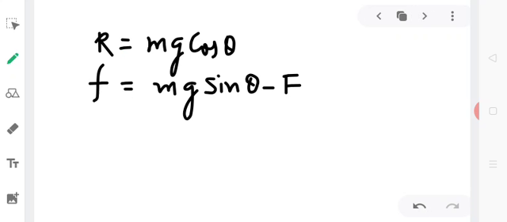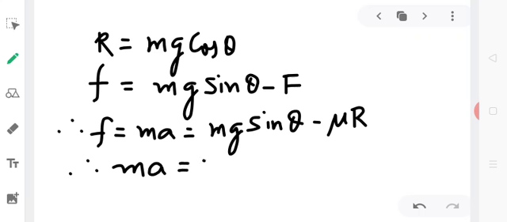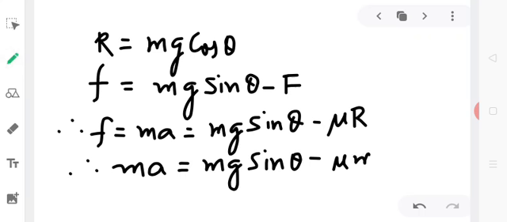So now we can write down F, which is equal to mass into acceleration, to be equal to mg sin of theta minus force of friction. Force of friction is given by mu into R. Therefore, m into a will be equal to mg sin theta minus mu R, and as you can see in this equation, R is equal to mg cos theta. So now we can write down, instead of R, mg cos theta.